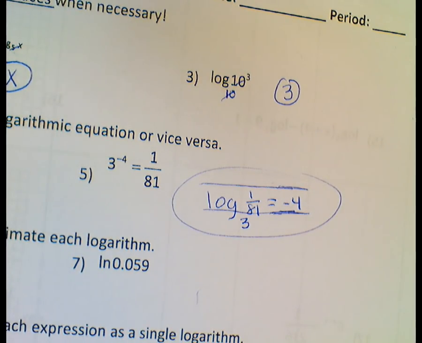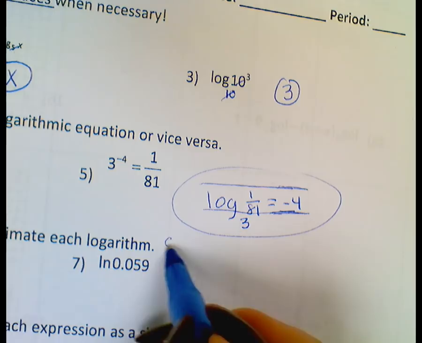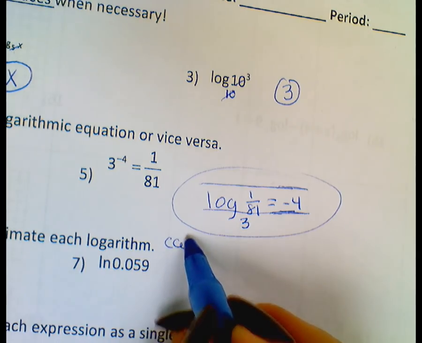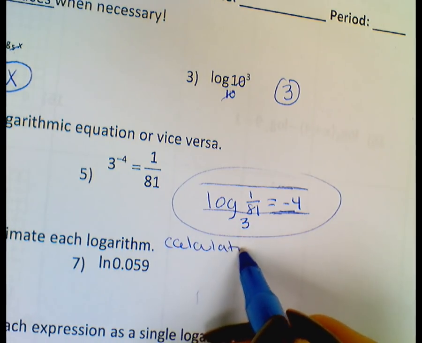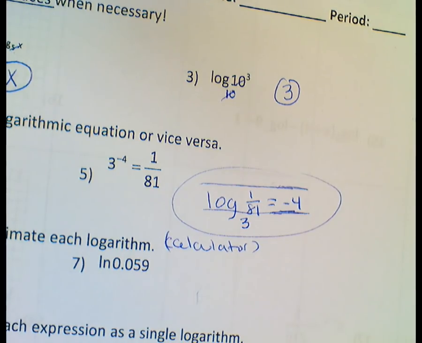6 and 7 are straight calculator. You do not have to do change of base. Just use your calculator. I'm going to write calculator at the back. I will give you these little hints on the test. I'll say just use your calculator. That's why it's important to be here the day of the test, because you don't get hints if you don't come the day of the test.